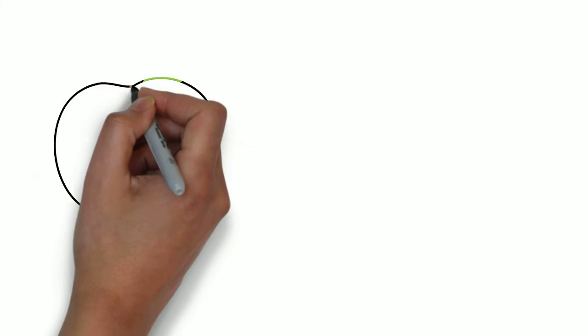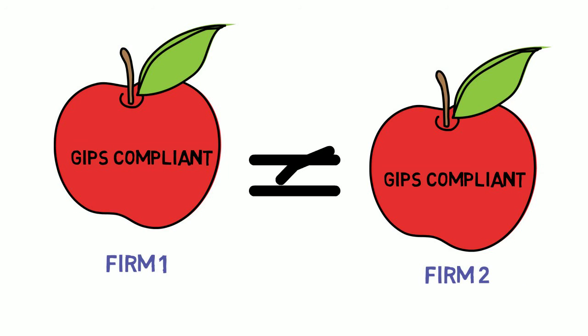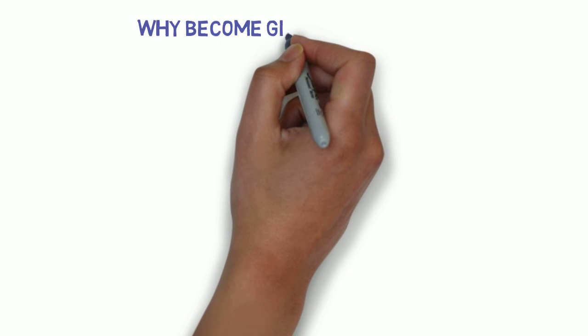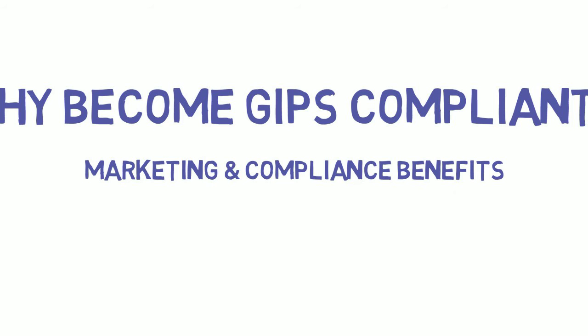These requirements, implemented in conjunction with the rest of the GIPS requirements, help prevent compliant firms from manipulating their results and improves comparability between firms that are GIPS compliant and manage similar strategies. So why become GIPS compliant? GIPS compliance offers investment managers both marketing and compliance benefits.